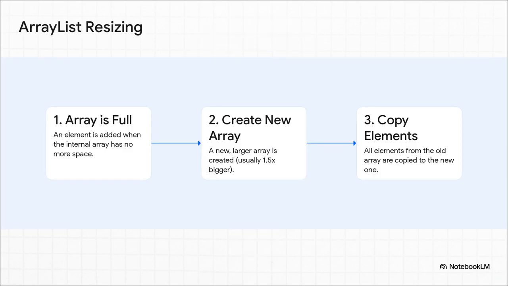So this is how modern programming languages kind of cheat. Things like an ArrayList, they seem flexible, right? But really, under the hood, they're just playing a clever trick. When that internal array gets full, they secretly create a whole new, bigger one, usually about 1.5 times bigger, and then they have to copy every single element from the old one to the new one. It works, but that copying part, it can bring your whole application to a grinding halt if you're not careful.